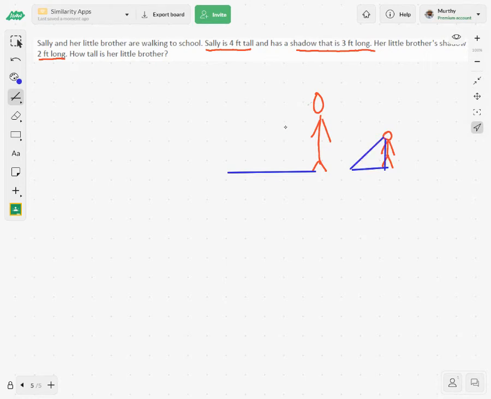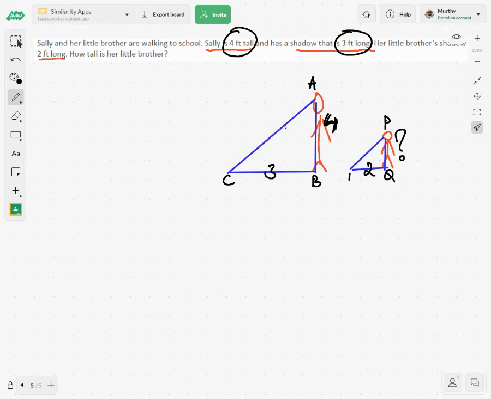You see that two right triangles are drawn, right? And then you have to label the parts with the proper numbers. I'm taking this one as ABC, and Sally is 4 feet tall, so this is 4 feet. Next, her shadow is 3 feet long, so this is 3 feet. Her little brother's shadow is 2 feet long, and what is the height of her little brother? So, first of all, you have to set up a proportionality.